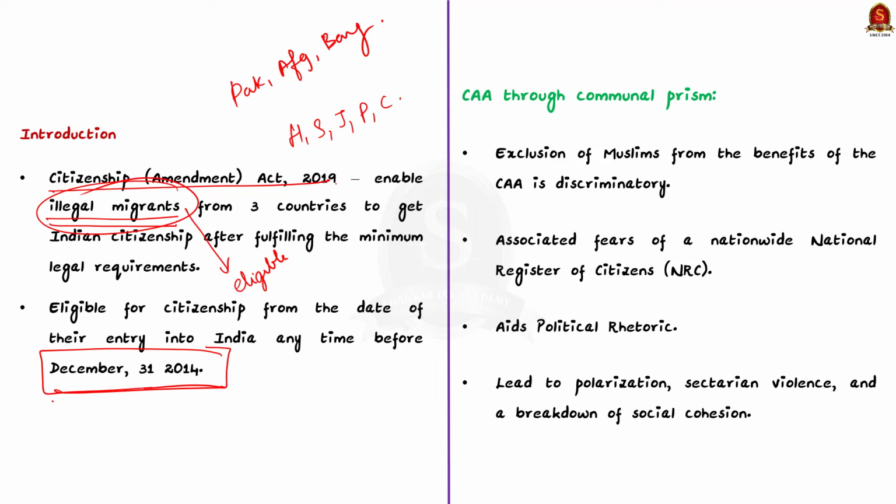Now moving on to the body part of the answer. Here you can split the main body of the answer into two parts. Firstly, you can write about the view of CAA through the communal prism. Then you can write about why it is inappropriate to see it through the communal prism. Let us start with the first part of the answer.